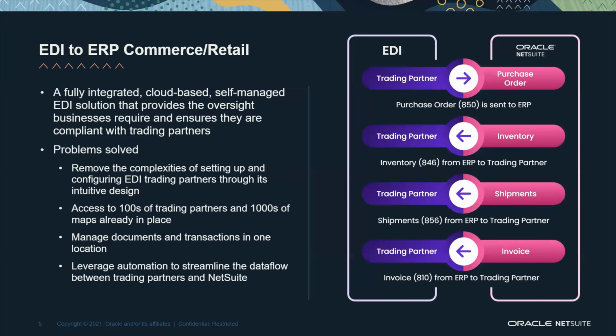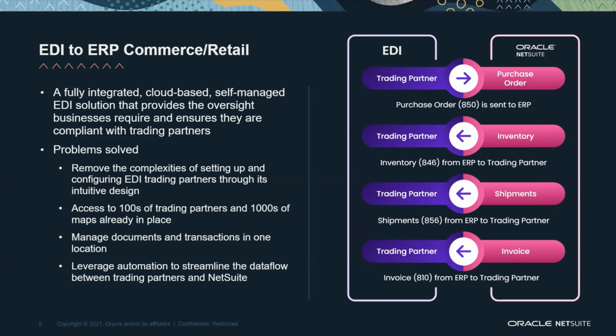In this final use case, EDI to ERP, let's say you have a trading partner and the trading partner sends you an 850. That data is then transferred to NetSuite. Our Harmony EDI solution is fully integrated into our iPaaS solution, Harmony, and it allows you to self-manage, configure, and set up trading partners through an easy graphical interface, which then removes the complexities of setting up EDI trading partners, managing documents, and viewing transactions.